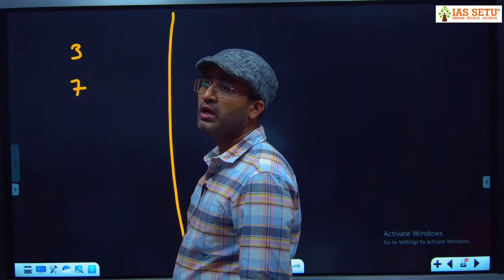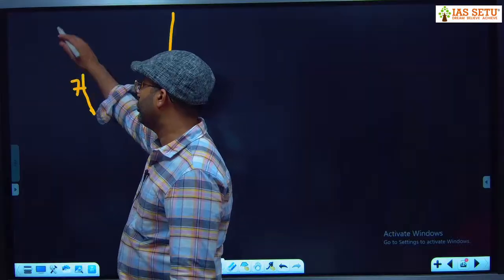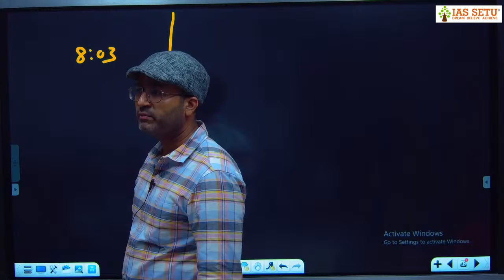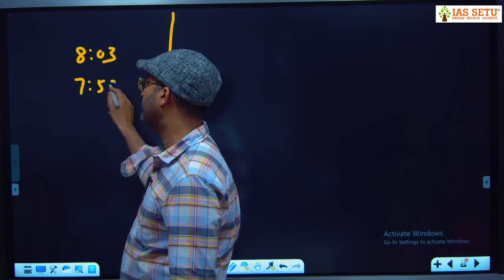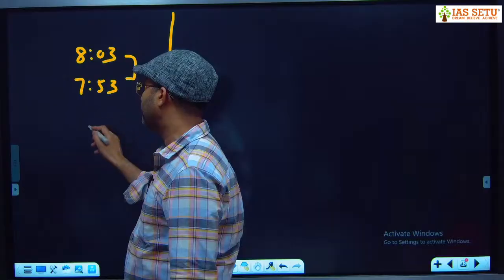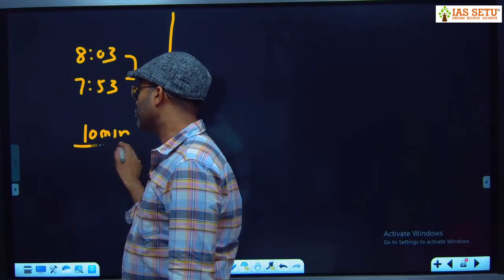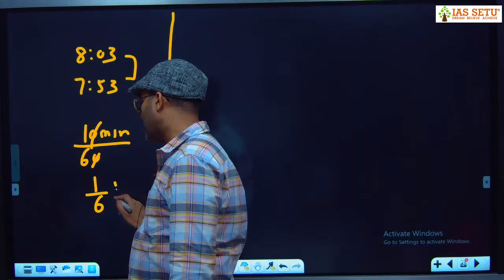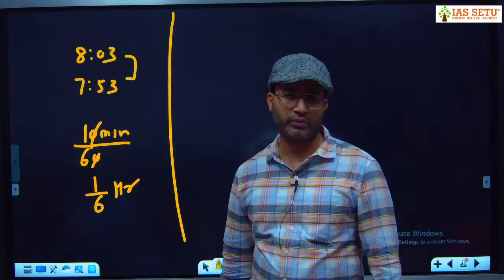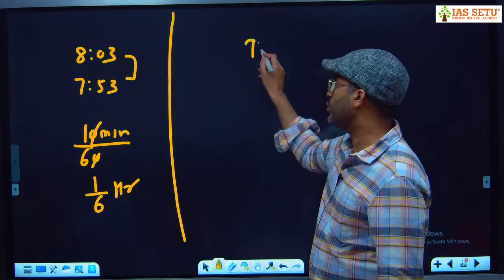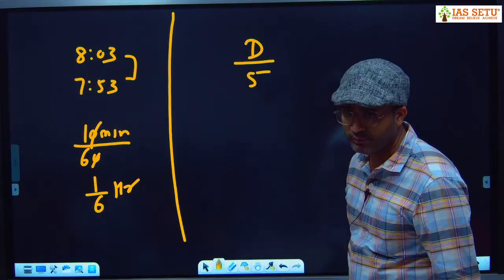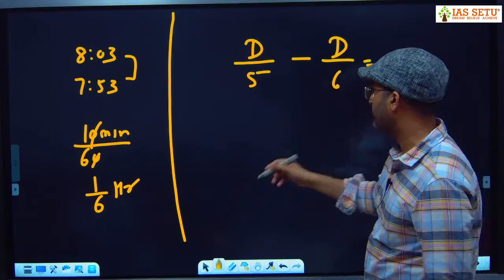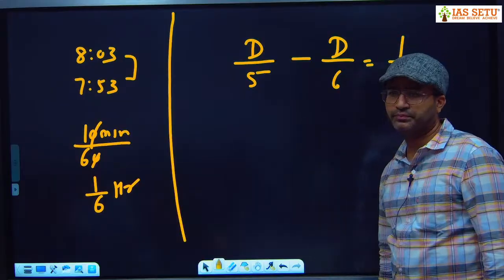मैंने बताया था ना रूल, अगर आप स्कूल 3 मिनट लेट जा रहे हो, you are reaching your school at 8 o'clock 3 minutes. Next day if you are 7 minutes early, you are reaching your school at 7:53. What is the time difference? 10 minutes. You have to convert this in hour because speed are given in kilometer per hour. So your time difference is 1/6 hour. The next is distance upon slow speed. Slow speed is 5 km per hour minus distance upon fast speed is equal to time difference, which is 1/6.